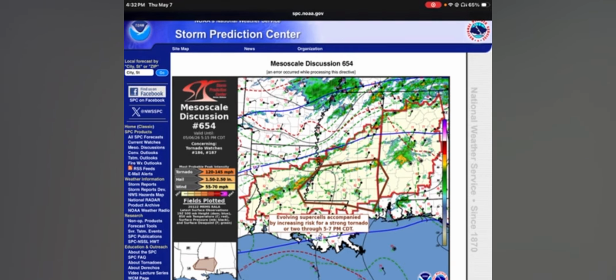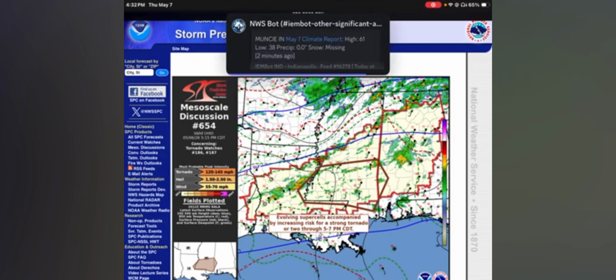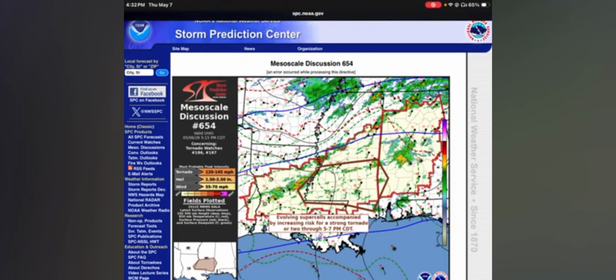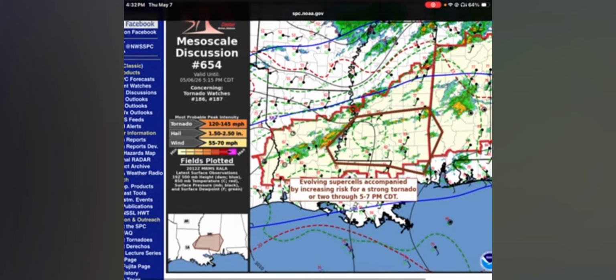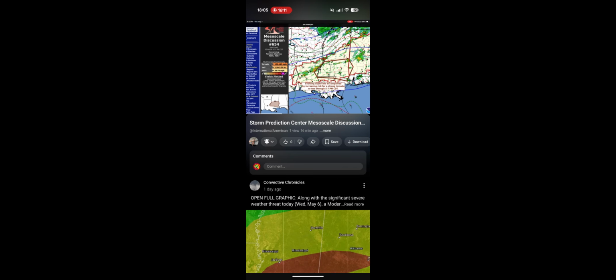So there were two tornado watches actually issued, one for Alabama, and then one for Mississippi, Louisiana, and actually a little bit of Texas, concerning tornado watches number 186 and 187. Tornado probabilities 120 to 145 miles per hour, hail of 1.5 to 2.5 inches, and winds of 55 to 70 miles per hour. Fields plotted: 2012 MRMS, RALA. I'm assuming that's radar. I think that's actually radar, yeah.